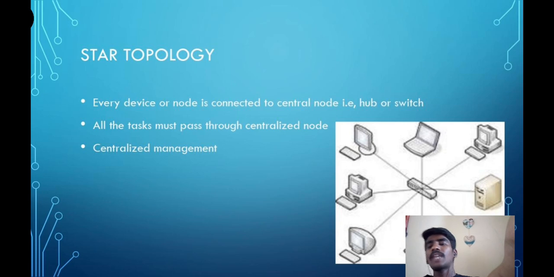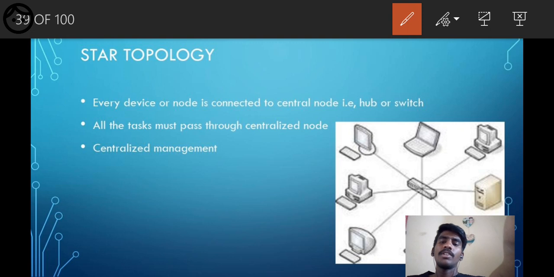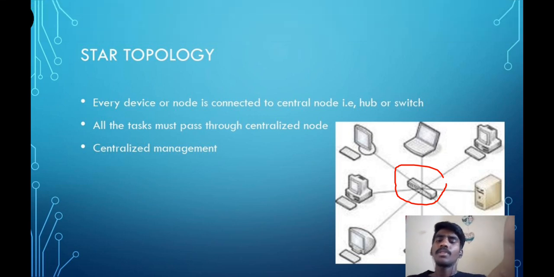Now the third one, star topology. You can see it is a centralized management in which this central intermediate node manages all the devices. Every device or node is connected to a central node in this star topology. So all the tasks must pass through that centralized node. So it's fully centrally managed.